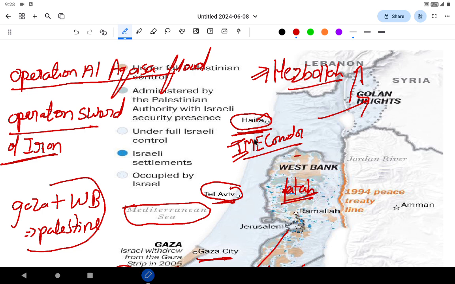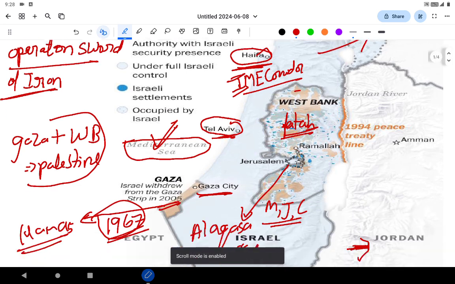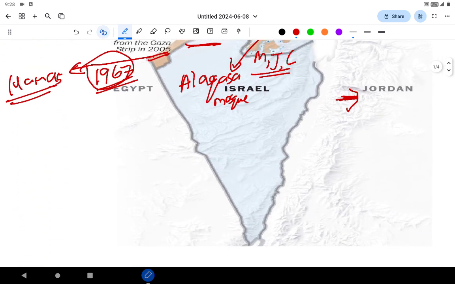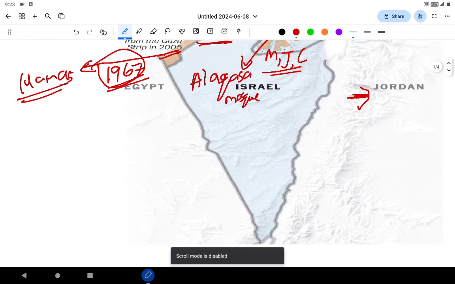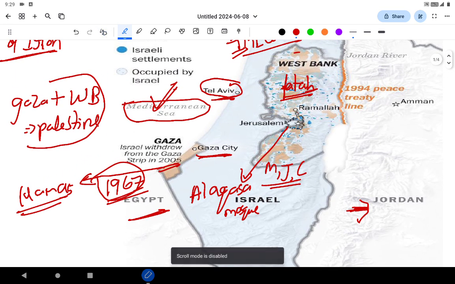So Israel on the west borders the Mediterranean Sea, on the north Lebanon, next Syria, next Jordan and Egypt. You can see the Egypt here, it borders Egypt. So the city of Jerusalem is important for the Muslims, the Jews and also the Christians. It's important for all three religions. So that's an important thing.